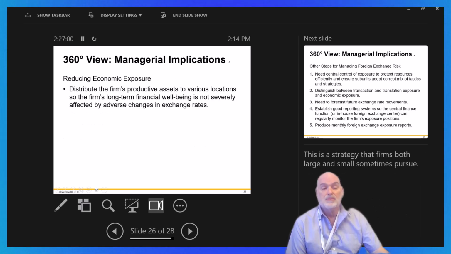Reducing economic exposure. Distribute the firm's productive assets to various locations so the firm's long-term financial well-being is not severely affected by adverse changes in exchange rates.